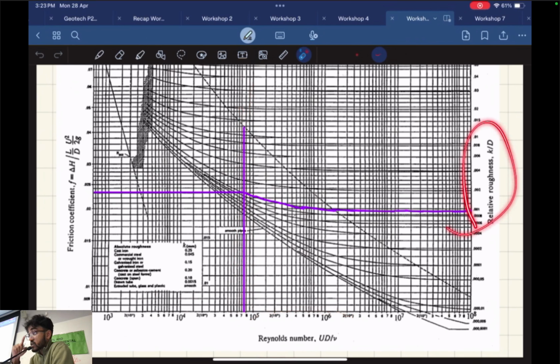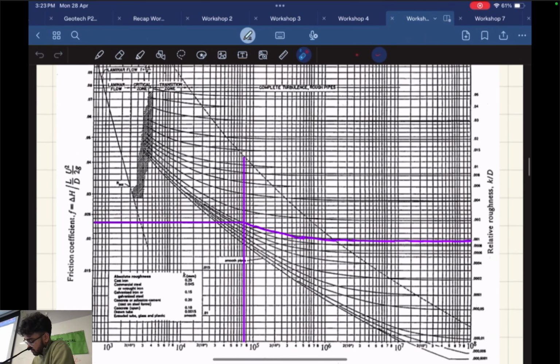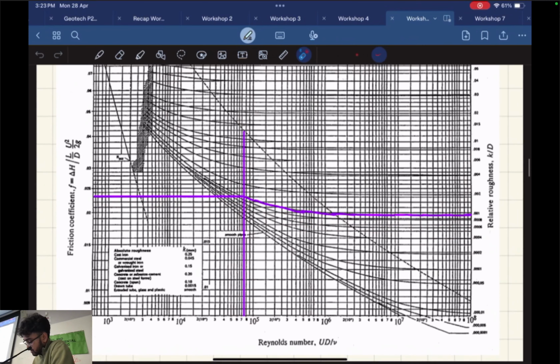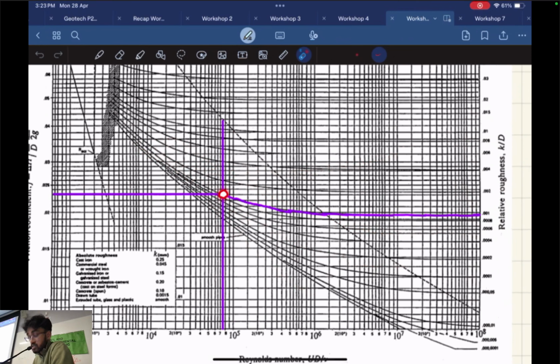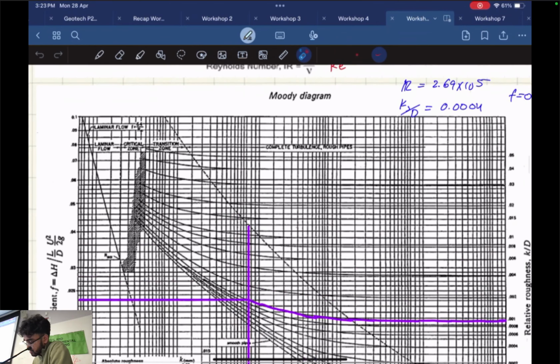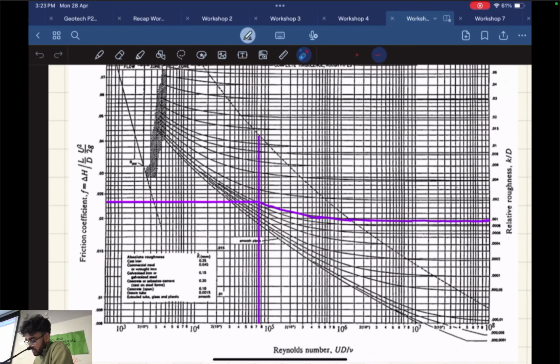Then you're going to find your relative roughness. Here it is, these are your relative roughness values. If you get 0.1, you're going to follow a curve. All your relative roughness values are curves, so these curves that you see here are all your relative roughness. Wherever the point of intersection is, that's your friction coefficient. That's pretty much how you use the Moody diagram.